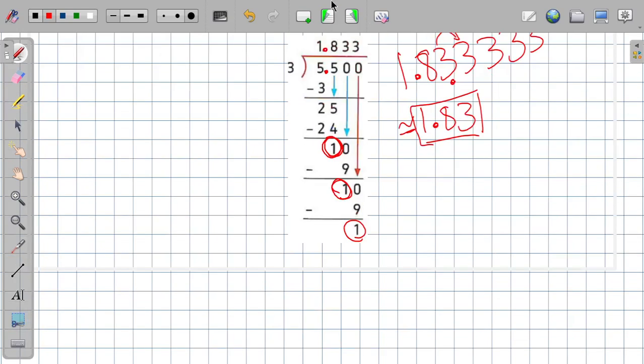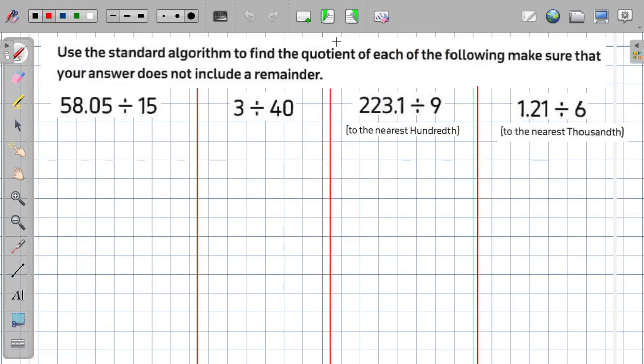Okay, let's try another one. He said use a standard algorithm to find the quotient of each of the following and make sure that your answer does not include a remainder. So, first I have 58.05 divided by 15. So, let's try the normal algorithm of the division. So, I have 58.05, and I have the divisor 15.